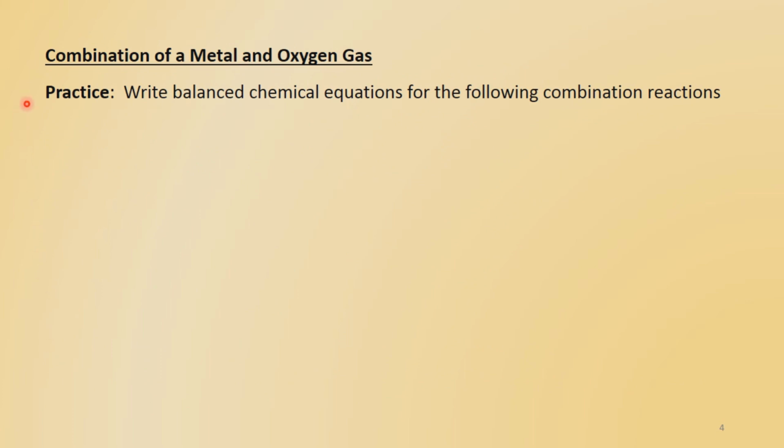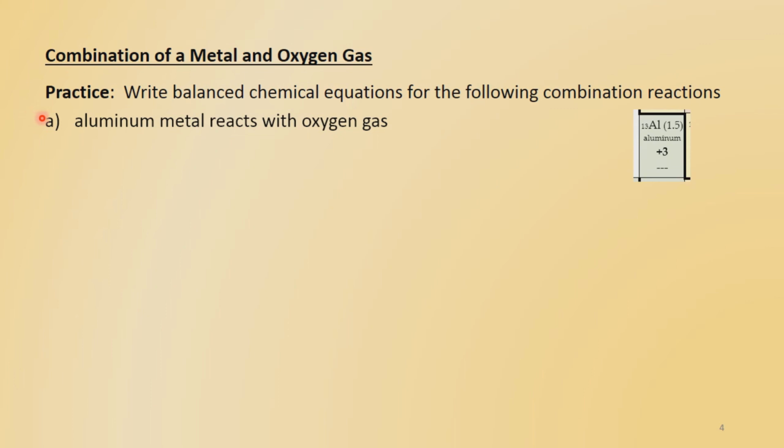All right, let's get some practice writing balanced chemical equations. Aluminum metal reacts with oxygen gas. You may need to refer to the periodic table to get the symbols that correspond to the names. The symbol for aluminum is Al. The symbol for oxygen, of course, is O. So we can write aluminum plus O2.